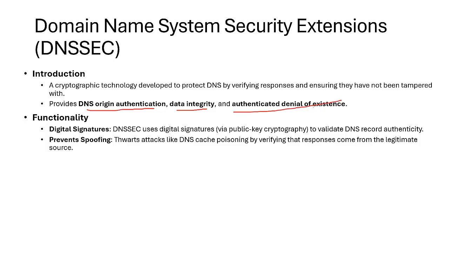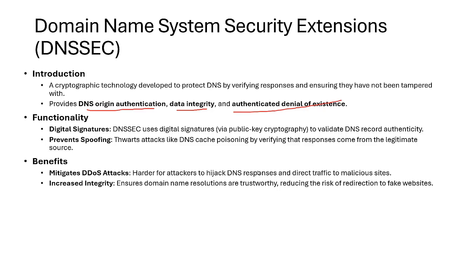Is it clear? So the functionality DNSSEC provides is that it uses signatures to validate the DNS records. It thwarts attacks like DNS cache poisoning. I have shown you the DNS cache poisoning; DNSSEC works by verifying that the response comes from a legitimate source. And the benefit is that it is harder for the attacker to hijack the DNS response.